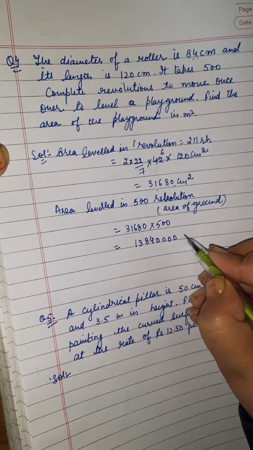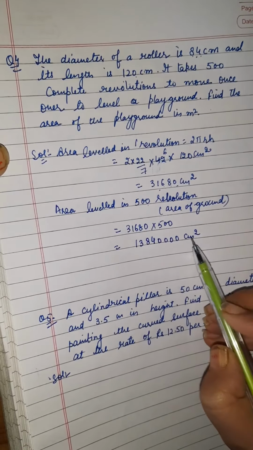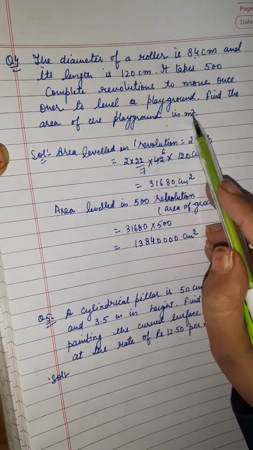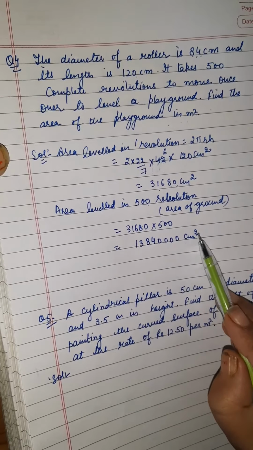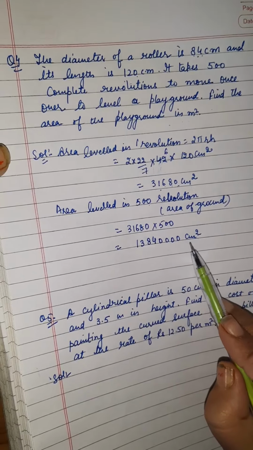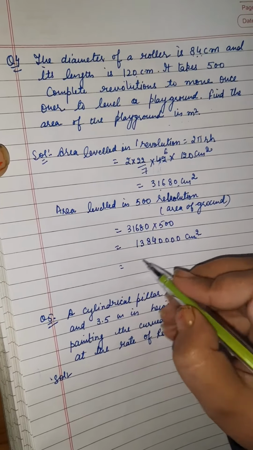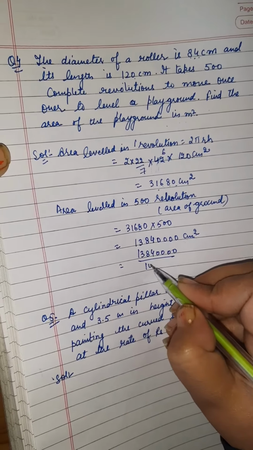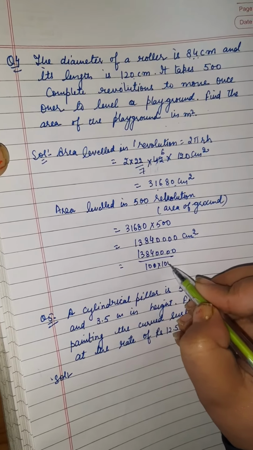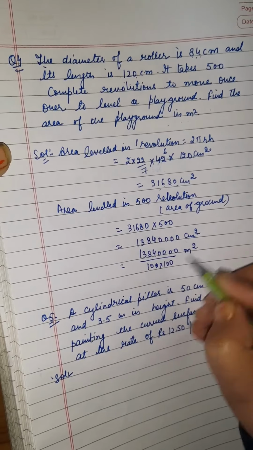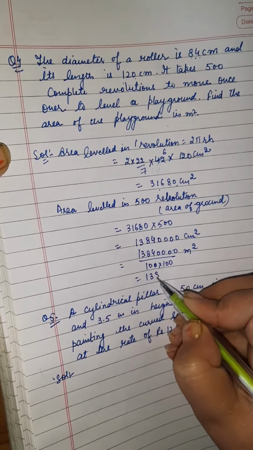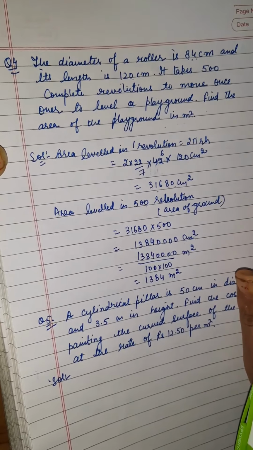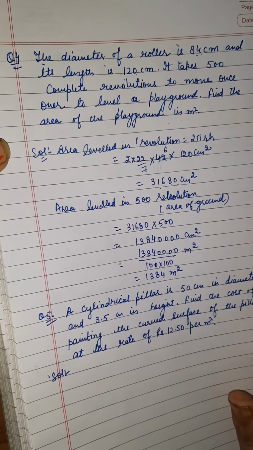1384000 centimeters square. Now we have to convert centimeters square to meters square. Find the area of the playground in meters square. So we convert centimeter to meter. We divide by 10,000. At the last we get 1384 meters square. The area of the playground is 1384 meters square.